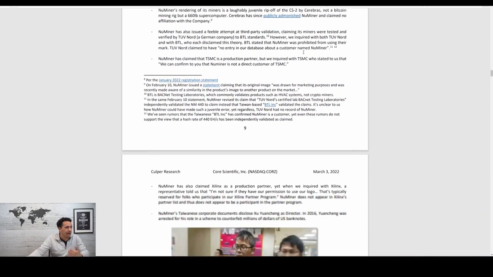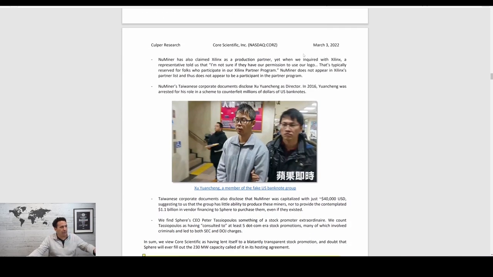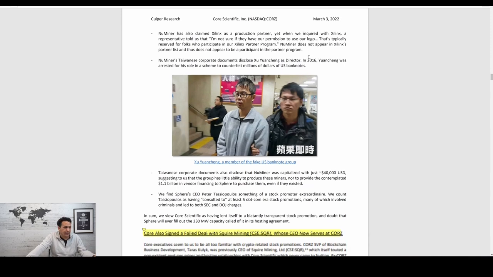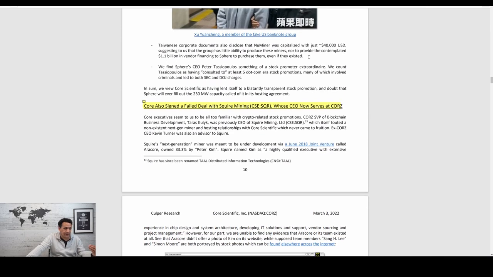So moving on, what else have they got? They've got to have something better than this. Obviously, they go into a whole lot of what's going on with New Miner, even more issues. So if you want to read through that, sure, go ahead and have a look at it. But I still don't see how any of this has anything to do with what is happening over at Core Scientific. Again, they're pointing at these things, suggesting that birds of a feather flock together, but it doesn't hold a whole lot of water as far as I'm concerned.